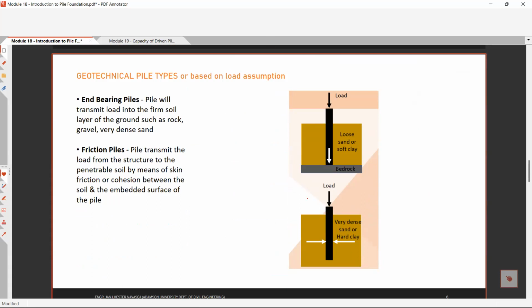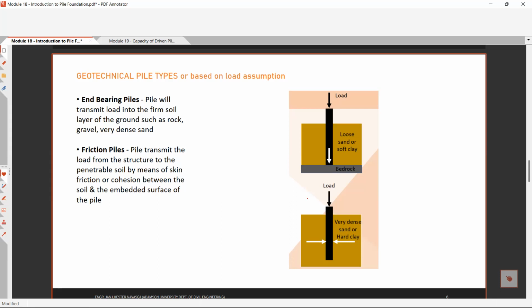Okay, ang tatanong sa'yo, ano ba yung pile foundation nyo doon? End-bearing piles ba or friction piles? Okay. And this one, yung end-bearing piles and friction piles is the one that we are going to design in our module 19. Yan. So for the end-bearing piles, yung pile will transmit load into the firm soil layer on the ground such as rock, gravel, and very dense sand.